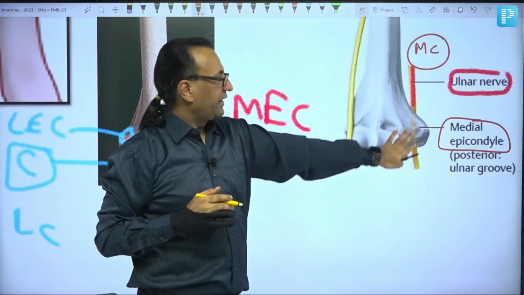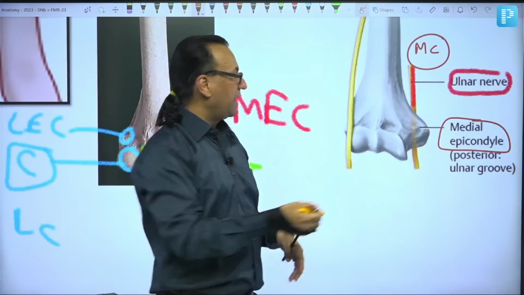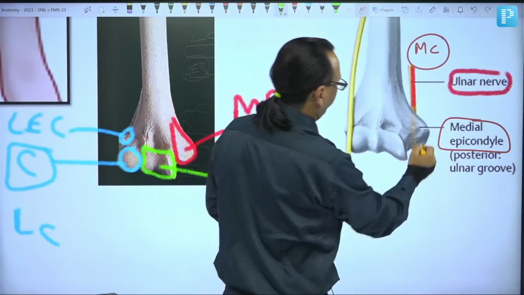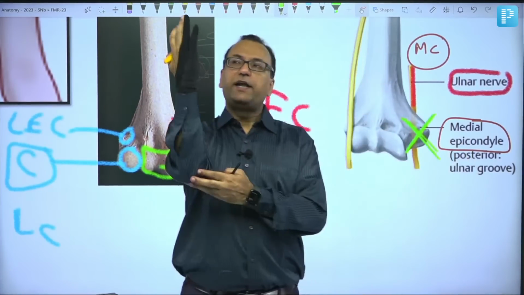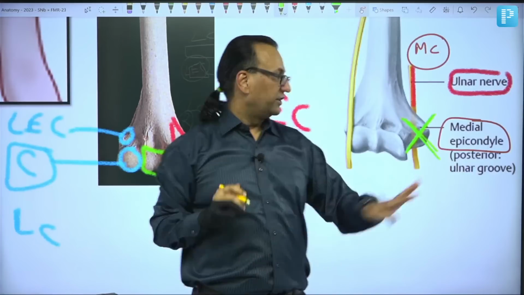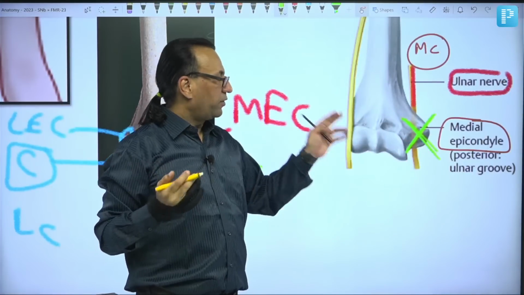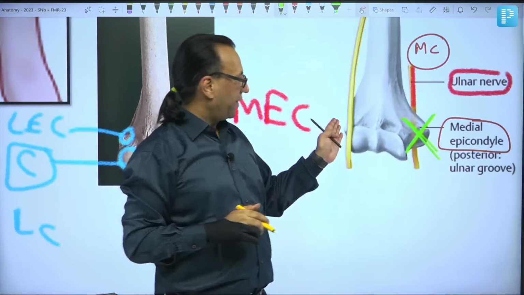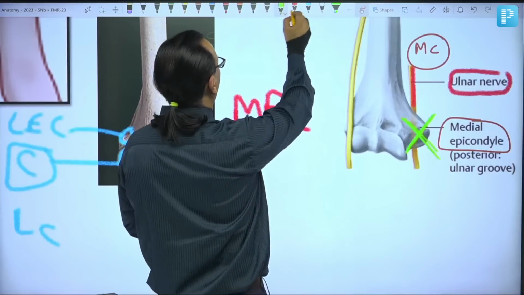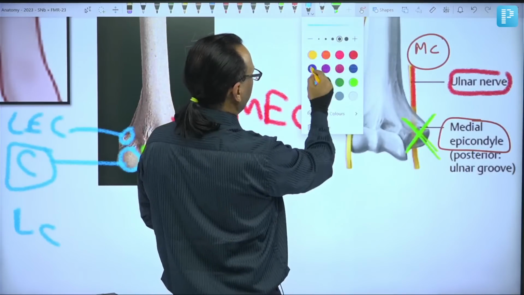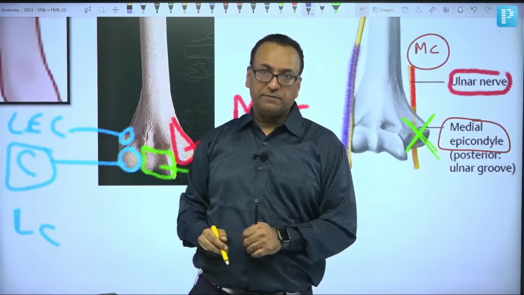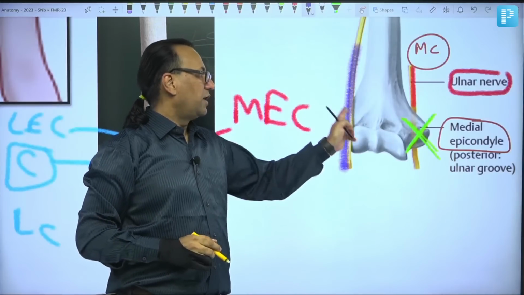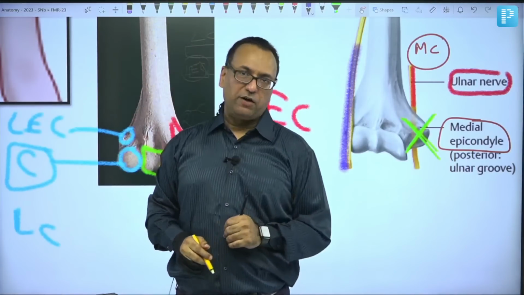And if it is compromised, say you have a fracture of the medial epicondyle, then there can be ulnar nerve injury leading to ulnar claw hand deformity, which we will be looking at shortly. What about the lateral condyle or epicondyle? Laterally you have another nerve, the radial nerve, which is passing anterior to the lateral epicondyle.